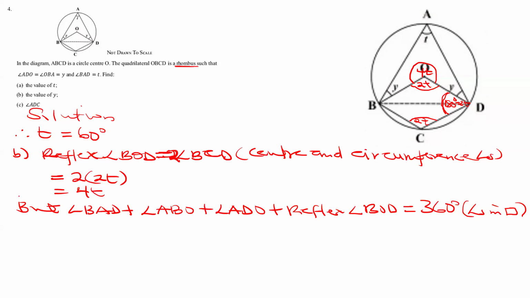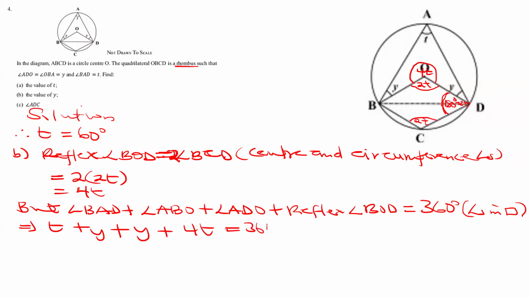So on that note, I'm going to get this implies that angle BAD is T. I will later come and substitute the corresponding values. Then plus, what do I have? Angle ABO is Y, plus angle ADO, which is also Y, then plus reflex angle BOD, and that is 4T, will be equal to what?